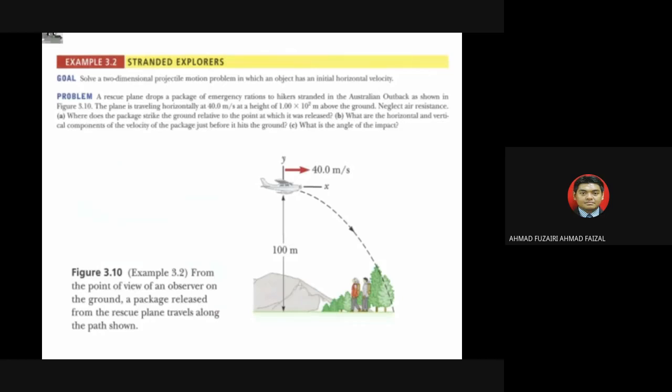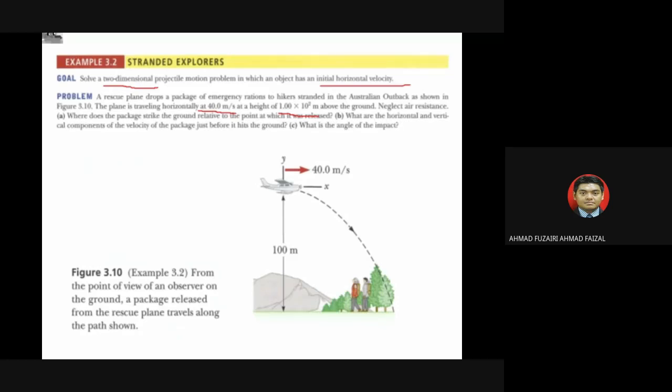Stranded Explorer. The goal of this example is to solve a two-dimensional projectile motion problem in which an object has an initial horizontal velocity. The problem: a rescue plane dropped a package of emergency rations to a hiker stranded in the Australian outback, as shown in the figure. The plane is traveling horizontally at 40 meters per second at a height of 1 times 10 to the power of 2 meters above the ground.